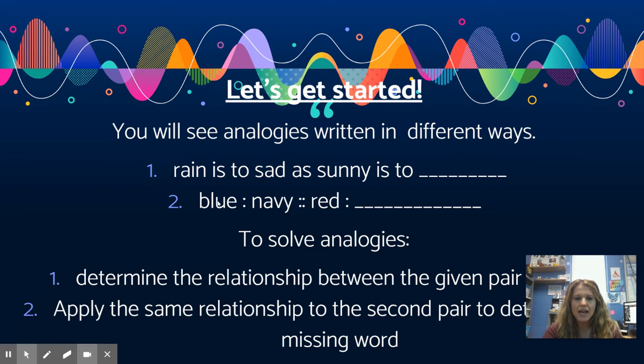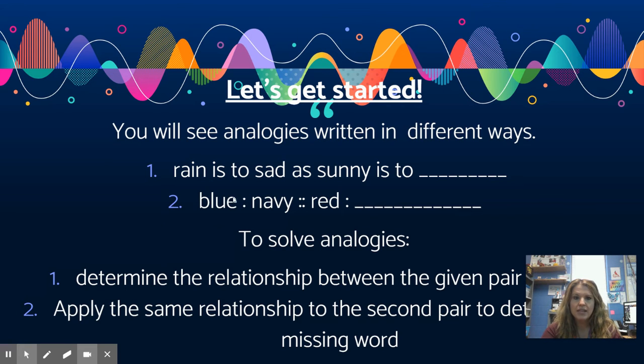And then in the second way, you'll see that there's one word, a colon, and then another word. And then in between, they have 2 colons and then a word. And here's where we need to solve it. When you see it like this, you don't read it blue, colon, navy, colon, colon, red, colon, blank. I would still say blue is to navy. And that double colon, I say as red is to blank. That's just a kind of a shortened way of writing an analogy. Both of them are read the exact same way.